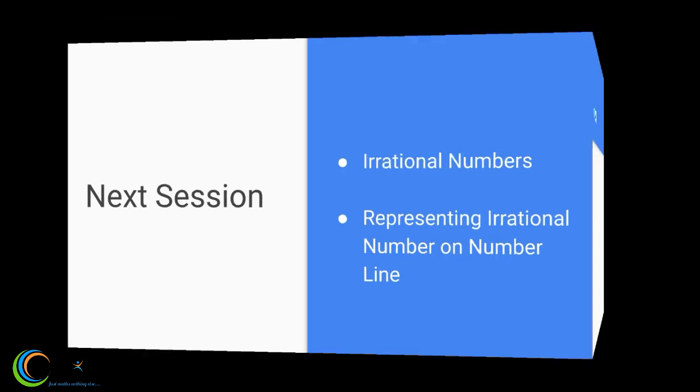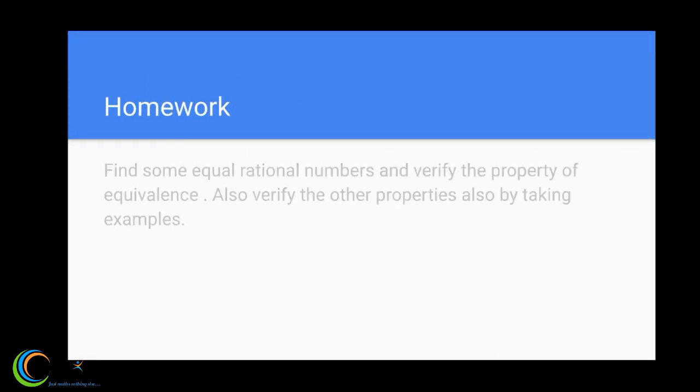So students, let's have some homework for you. Sitting at home, you can do some homework on today's topic. You can find some equal rational numbers. We have already studied how to find equal rational numbers. If LHS and RHS products are equal after cross multiplication, then those rational numbers are equal. So you can have that practice at home: find some equal rational numbers and verify all the equivalence properties for those rational numbers. Also verify other properties by taking some examples.